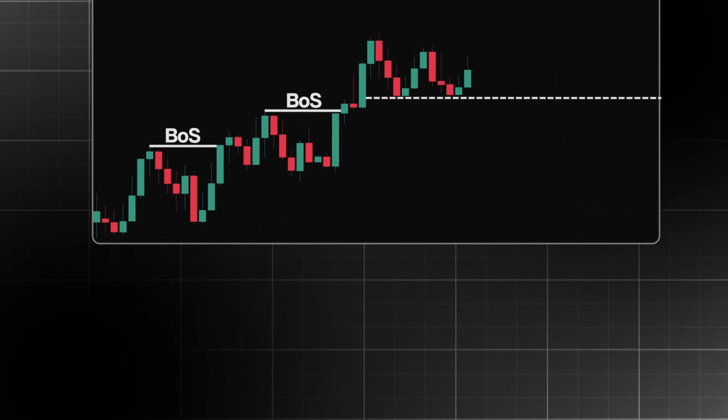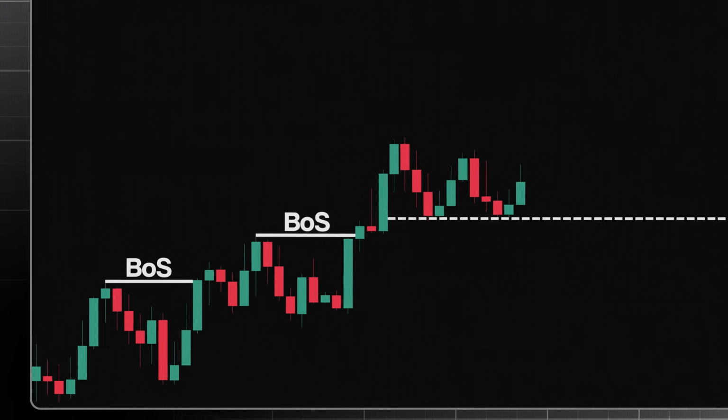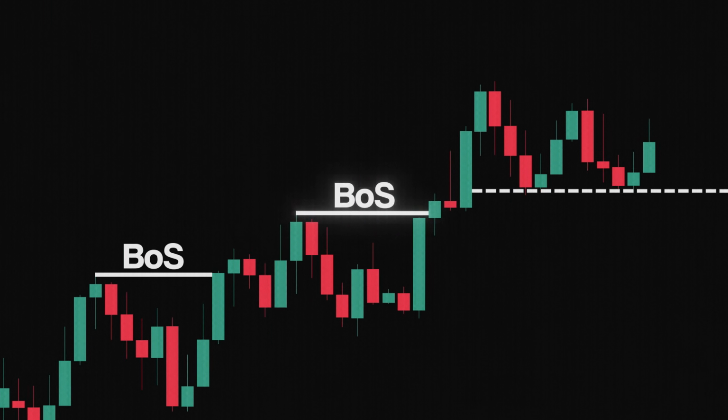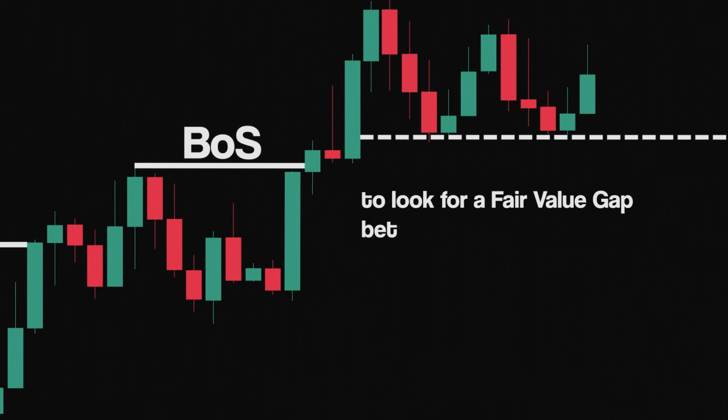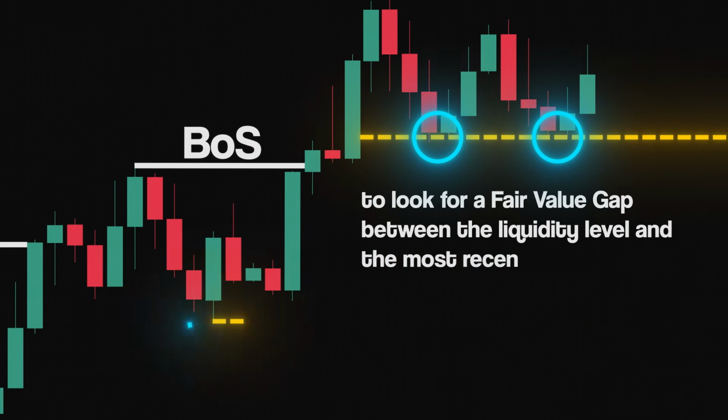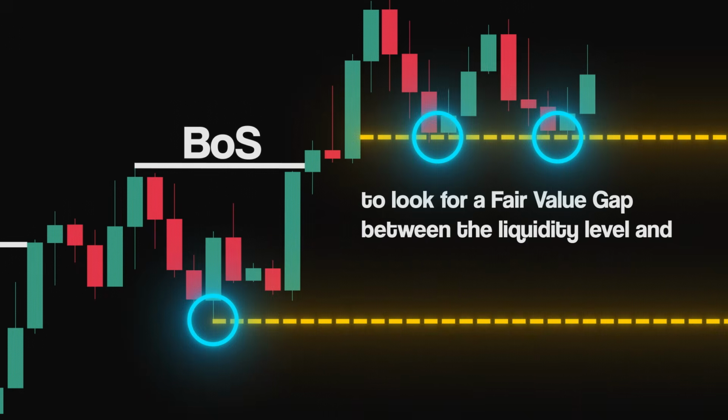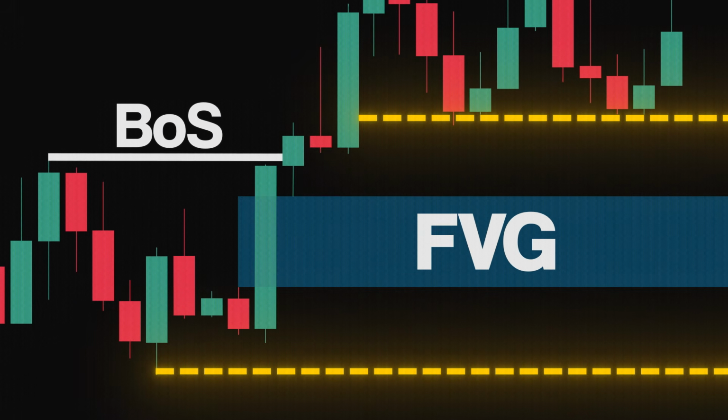Now let's move to the chart and put everything together. We have already identified a break of structure and a liquidity level. The next step is to look for a fair value gap between the liquidity level and the most recent major low. And as you can see, we have a clear fair value gap exactly in this range.